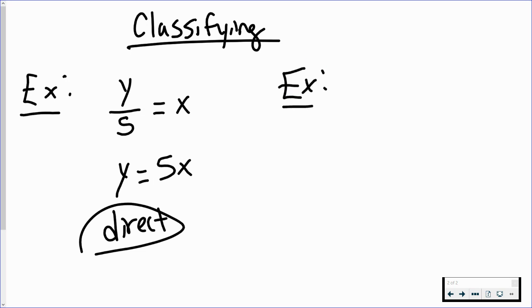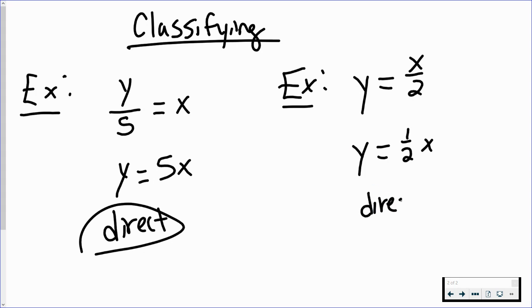Let's try another one. Let's say that we have y equals x over 2. This one actually ends up being direct, but a lot of times people get confused and say it's not because you have x divided by something. Think about how you could rewrite this. X divided by 2 is the same as 1/2 x, 1/2 times x. That's an equivalent expression. So that is still direct variation because we have a number times x.